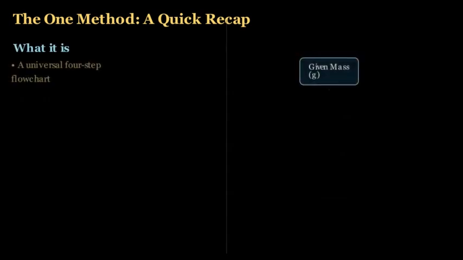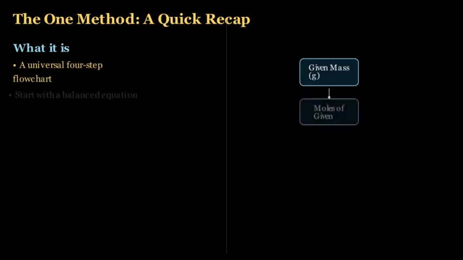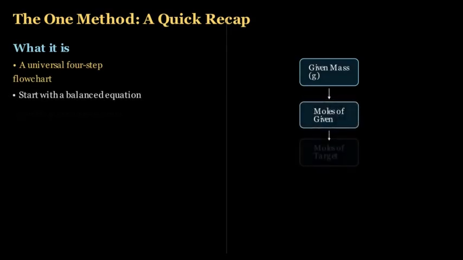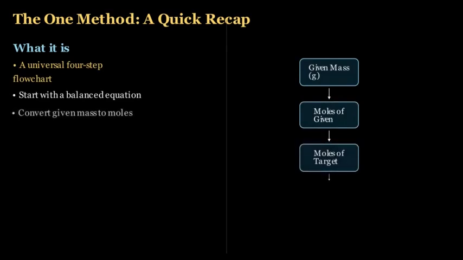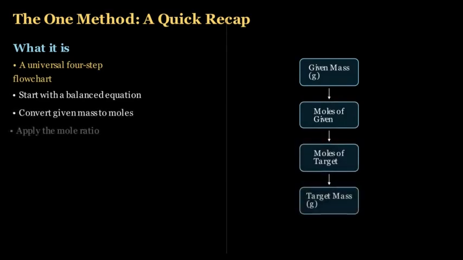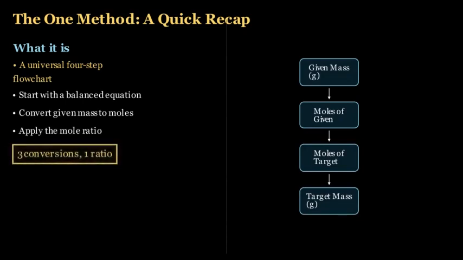The one method is a universal four-step flowchart that turns any mass-to-mass stoichiometry problem into a simple journey. You always start with a balanced chemical equation, that's your map. Step 1. Take the mass you're given and convert it to moles using molar mass. Step 2. Use the mole ratio from the balanced equation to jump from moles of your starting substance to moles of your target substance. Step 3. Convert those moles back to grams using the target's molar mass.